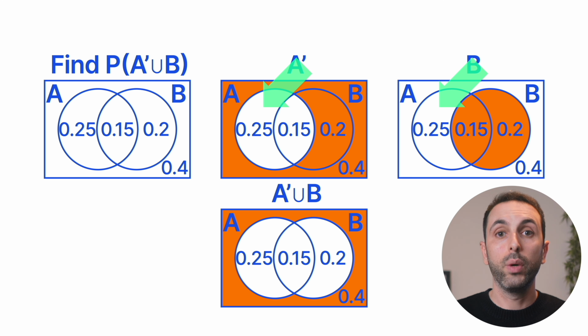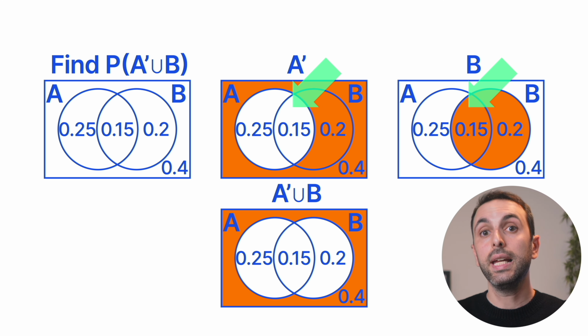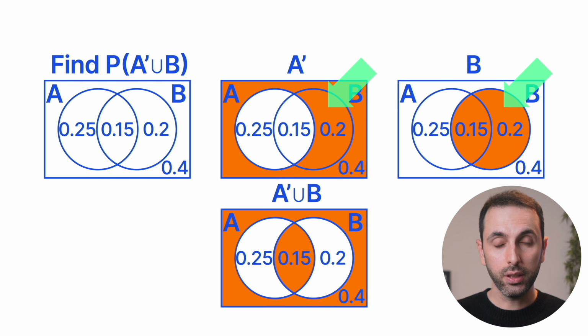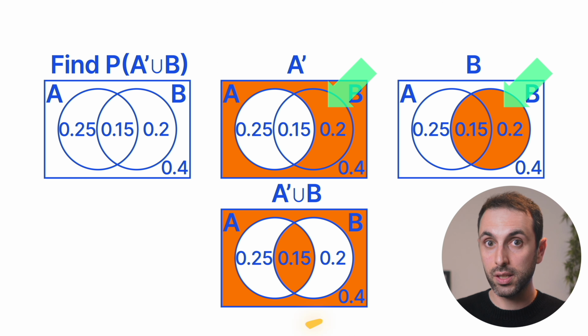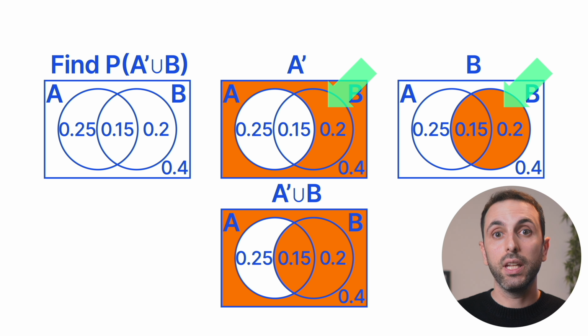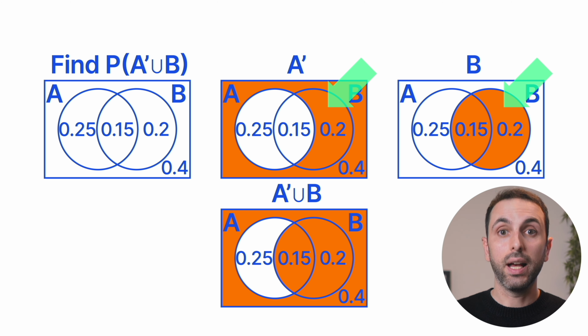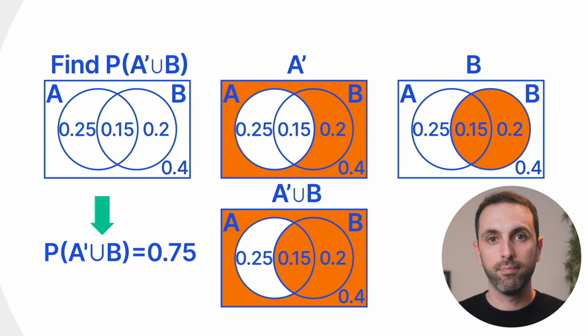Looking at the region that's the intersection, although it's not shaded for A complement, it is for B, so we will include this. Looking at this region, this is shaded for A complement, and it's also shaded for B, and since it's shaded in both, we will include this. However, even if it was only shaded in one of them, we'd still have this included anyway, as we're looking for the combined shadings. As a result, the probability of A complement union B is 0.75.